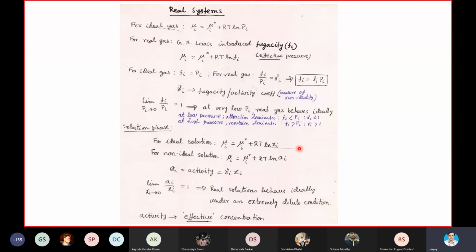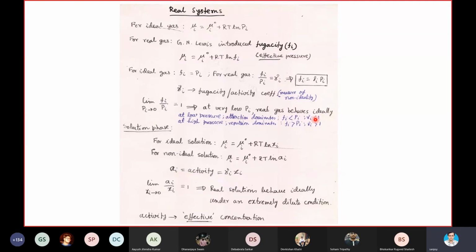If the repulsion dominates, which will happen at a very high pressure, then what happens? Particles will push back because the repulsion is very strong. So they want to just be separated from each other. In that case, the effective pressure will increase because the particles are pushing each other. So compared to the ideal situation, the effective pressure felt will be higher now. So therefore, we are calling f is greater than P. In that case, gamma will become greater than 1, and gamma equals 1 for ideal behavior.